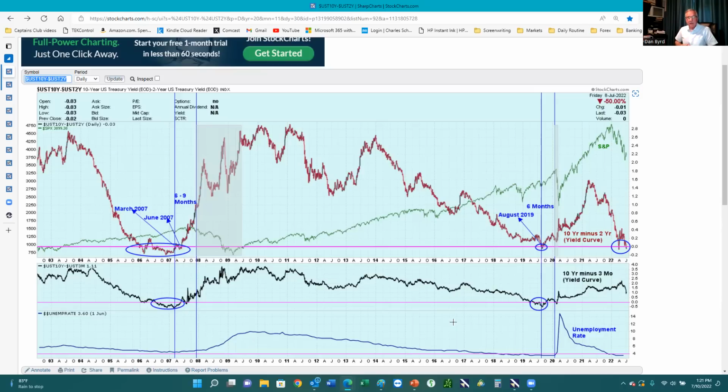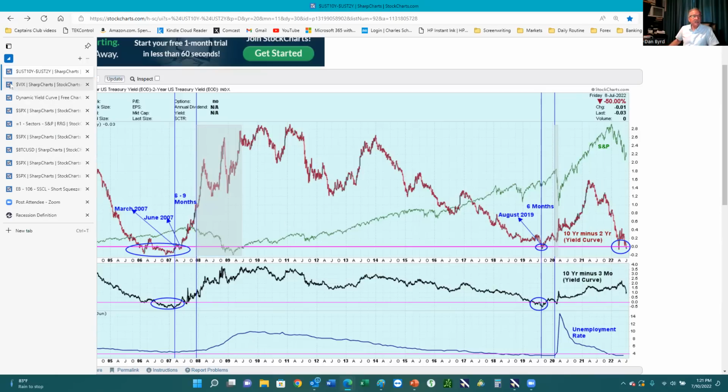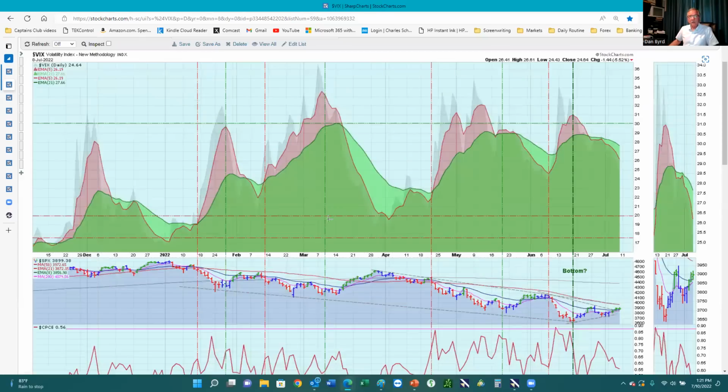So the number on Friday was a better than expected number. Expected 250, we got 372. Interestingly, and I think this might lead to my next chart, we'll look at the VIX here.